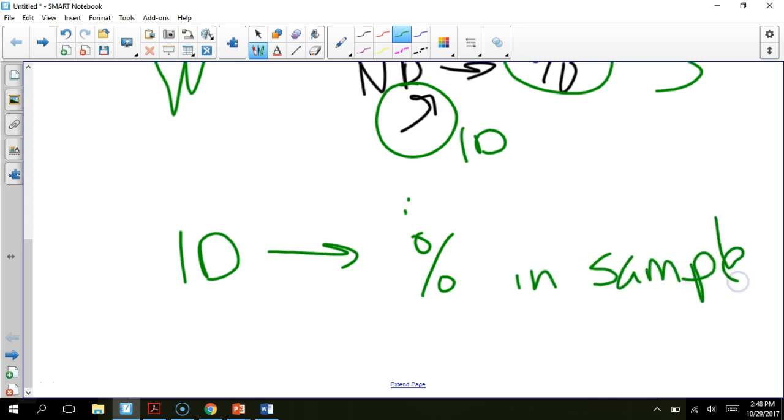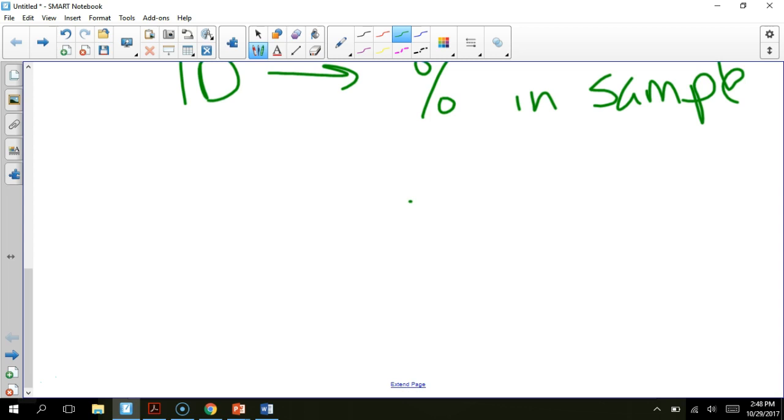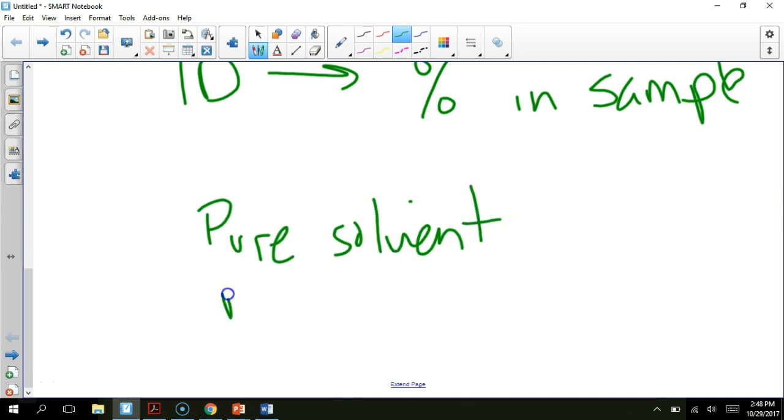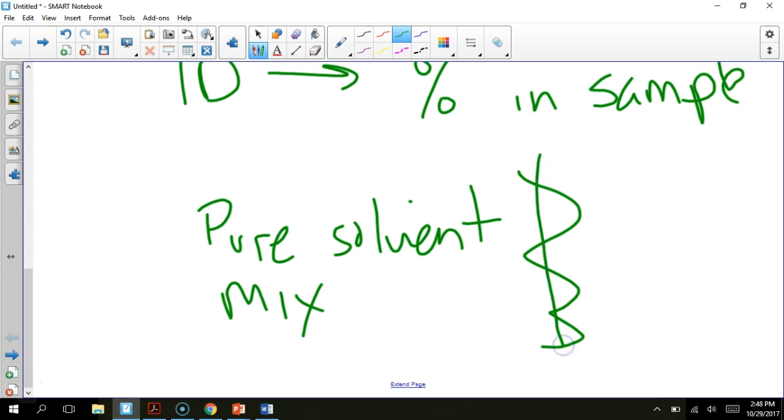So for this lab, I'm going to give you two different things. I'm going to give you the pure solvent, and then I'm going to give you a mix, okay? And that's what you're going to have. That's all you're going to have in a forensic experiment. All you have in the real world is whatever you get out of the crime scene. And so these were the things that we found in the crime scene.